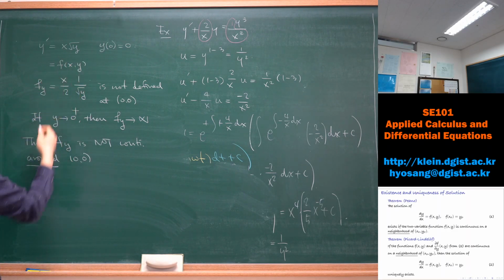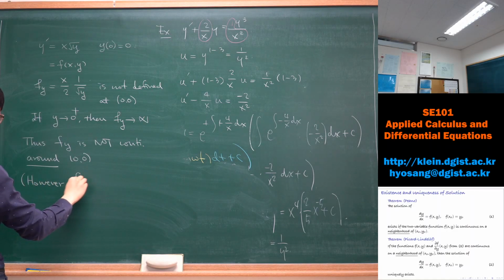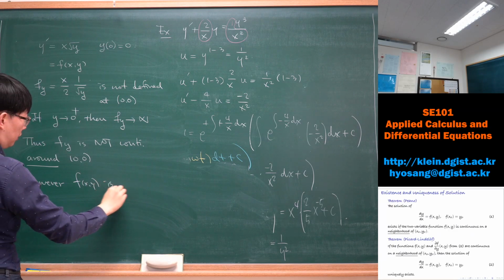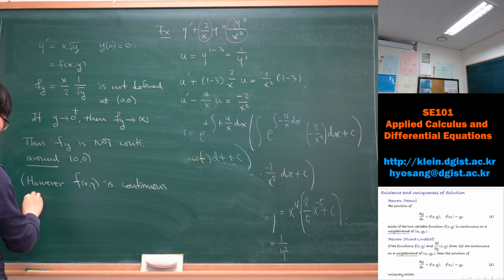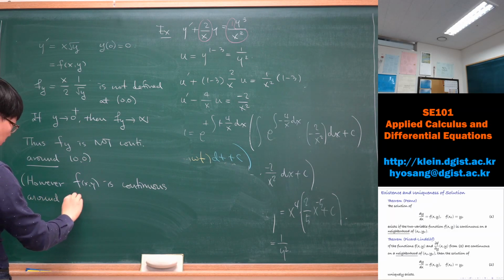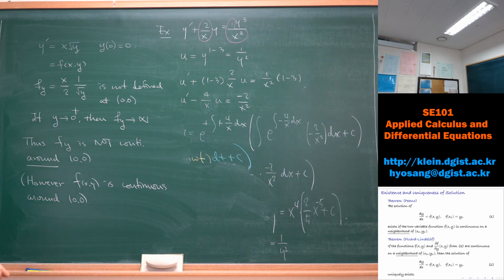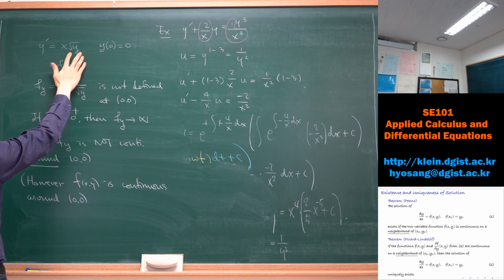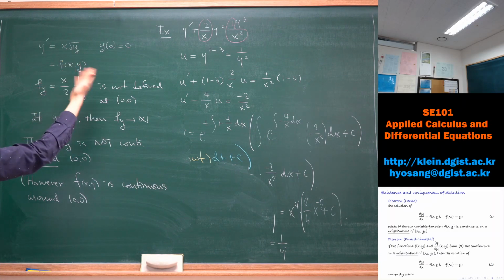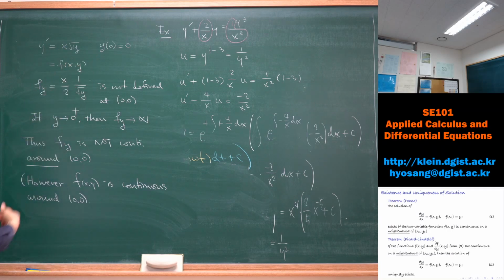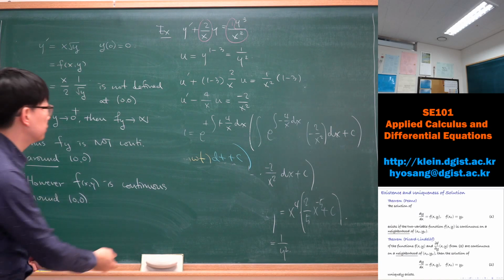However, the original f is continuous. However, f(x,y) is continuous around (0,0). If you don't like the fact that we're assuming that y is not negative because we have the square root of y, just put the absolute value around y so that this differential equation is defined in the entire plane.